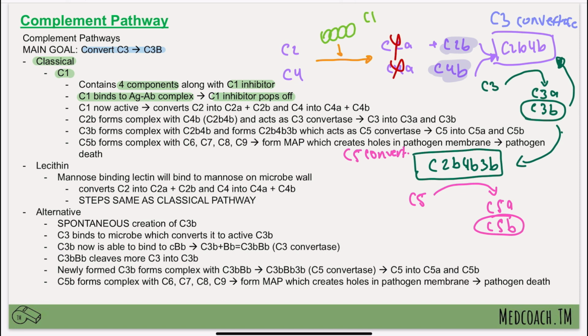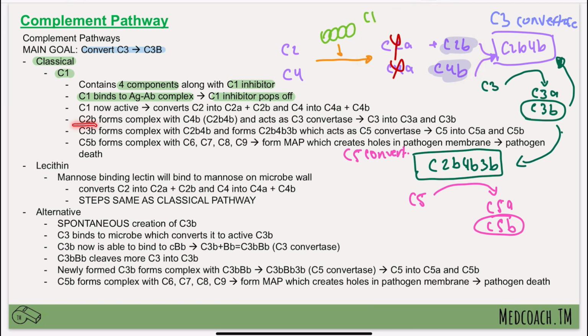So let's just take a little bit of a break. I'm just going to go and review what we just talked about. So we talked about the 4 components that have a C1 inhibitor for C1. The C1 is going to bind to the antibody antigen complex, and the C1 inhibitor will pop off. C1, which is now active, shown over here, is going to convert C2 into C2a and C2b. It's also going to convert C4 into C4a and C4b, which I have shown right over here.